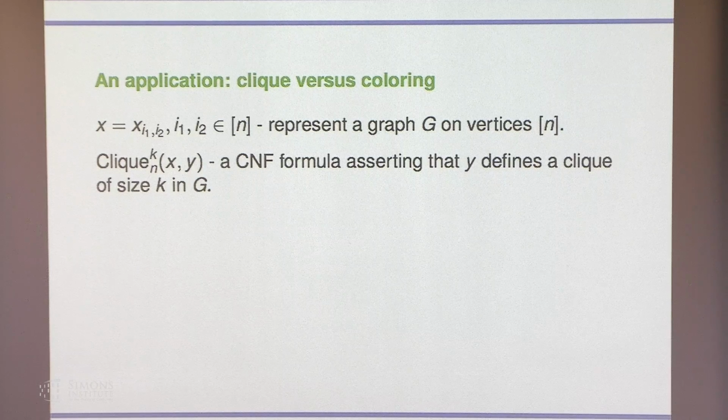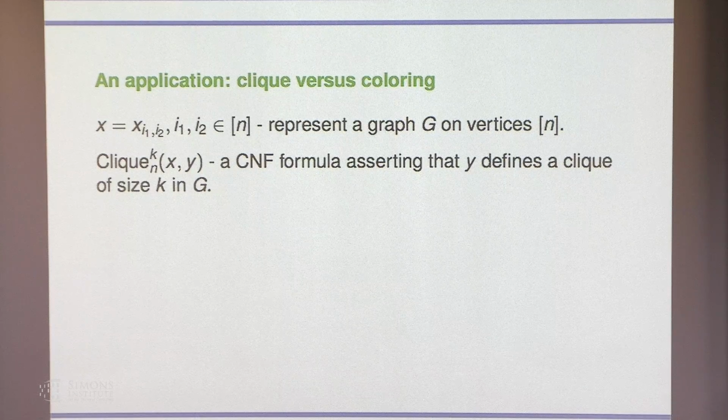Here's a different example which I will use later, and that's a little bit more well known, and that's the clique versus coloring. And so let's have n squared variables, or n choose 2 variables, that you think of as representing a graph on n vertices.